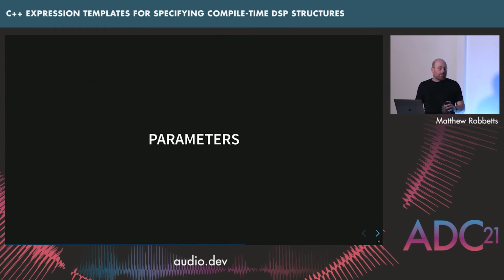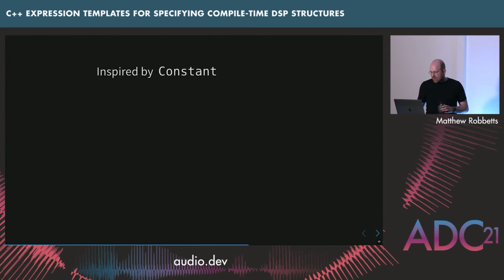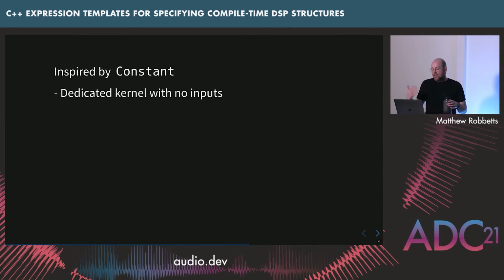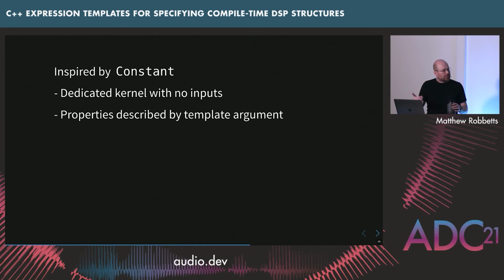Now, the big thing is parameters. So all of this has been parameter free. How do we do parameters? And this was not immediately obvious to me. I actually had to sit and think about this for a while. I ended up going with something that was inspired by the constant box. So if you remember from a few slides back, constant is a dedicated kernel. It has no inputs. And the properties of the parameter in this case are described by a template argument. So we're going to give it a little struct that's going to say, in the case of the parameter, default value, min value, max value, what's your type. It's going to describe the parameter.